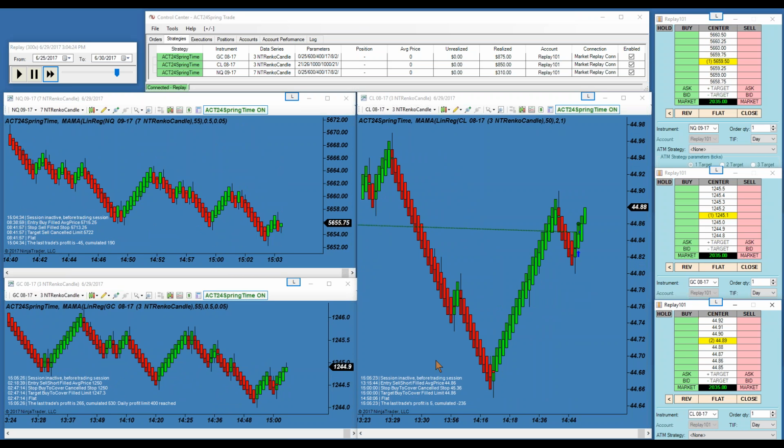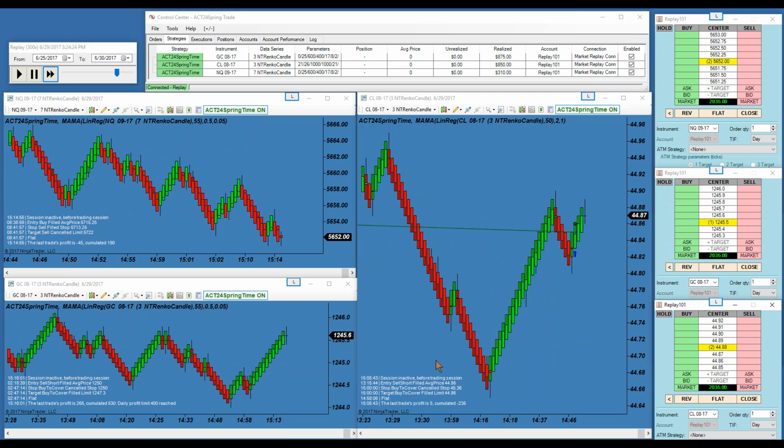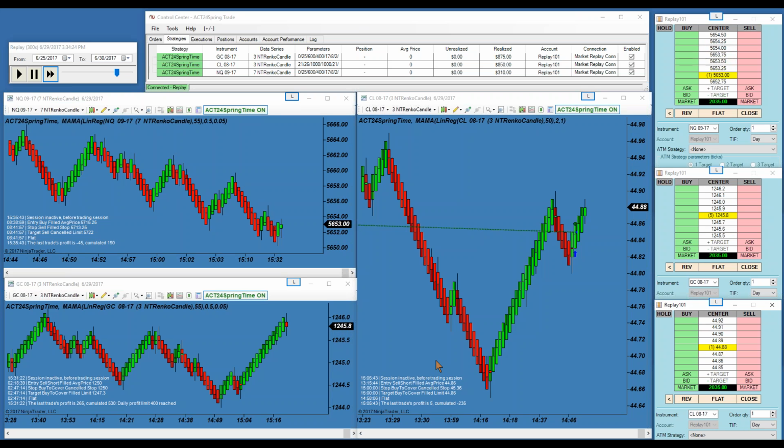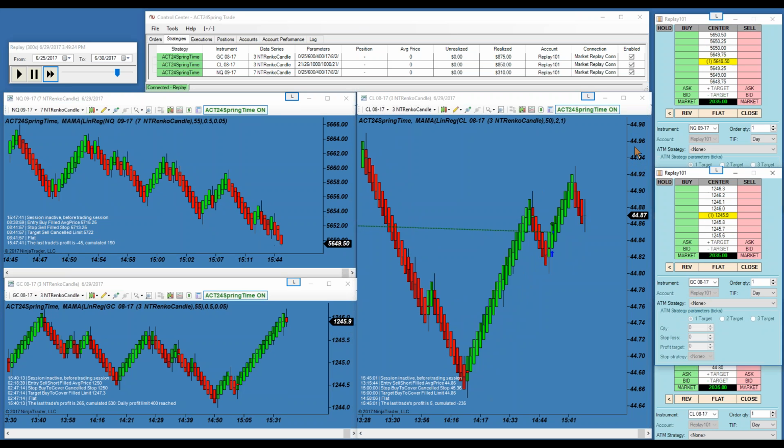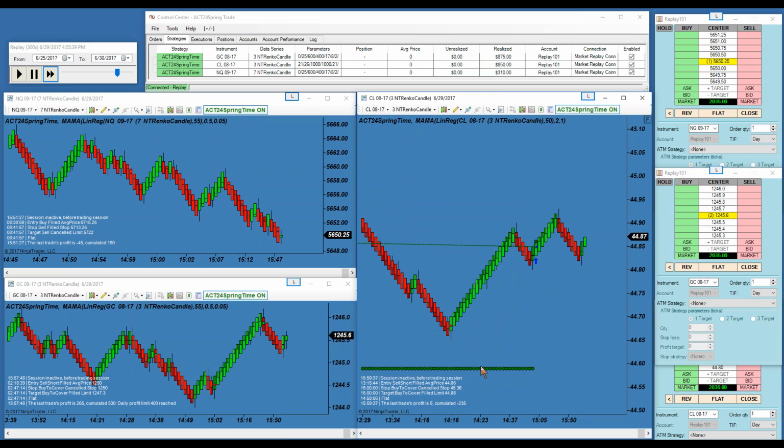Order filled. Okay, well, we got timed out. We were in the trade, it was struggling, it went down in our favor, but as I squeeze this chart down, you see it didn't hit our target of 27 ticks.